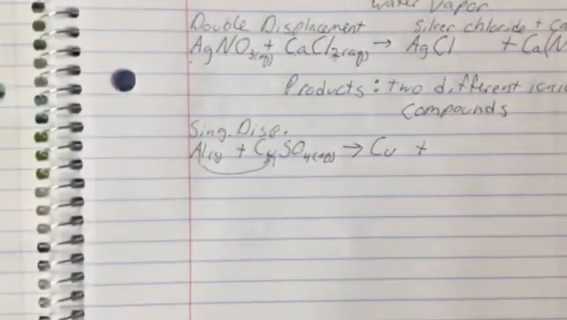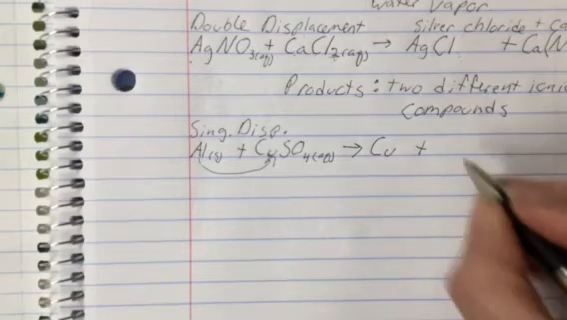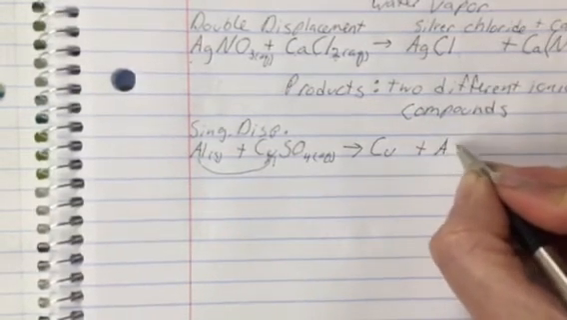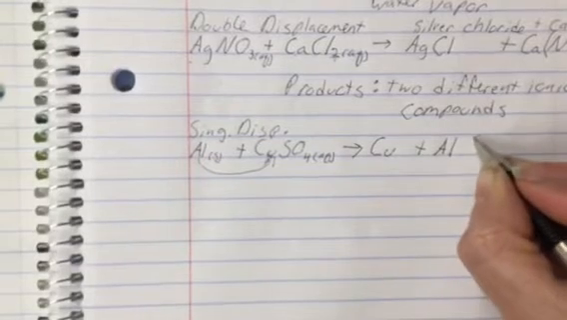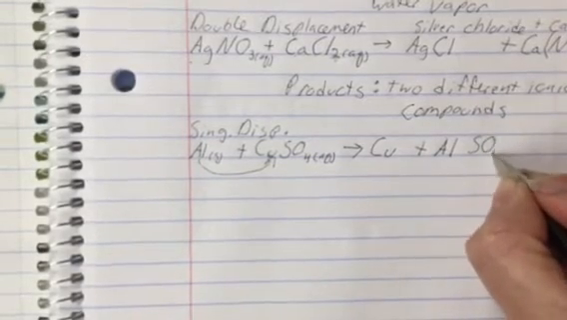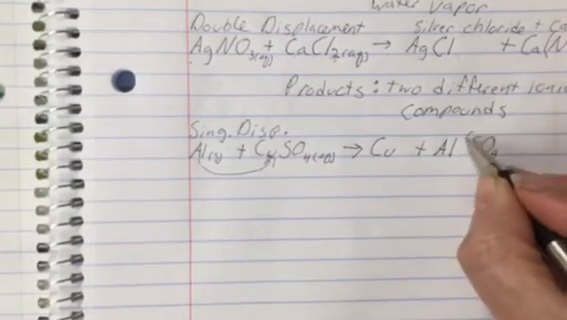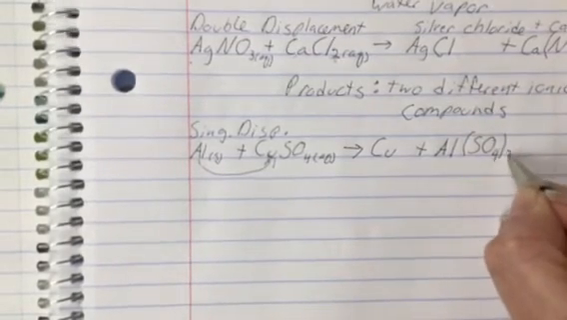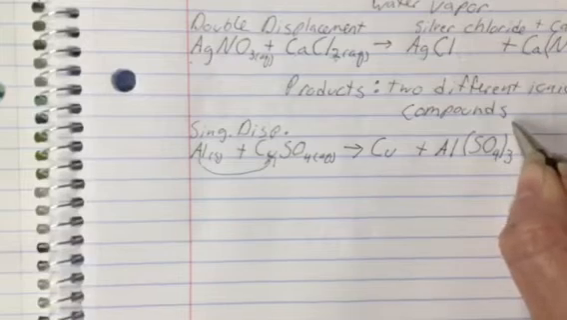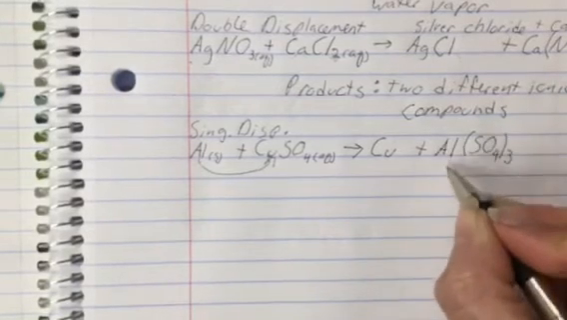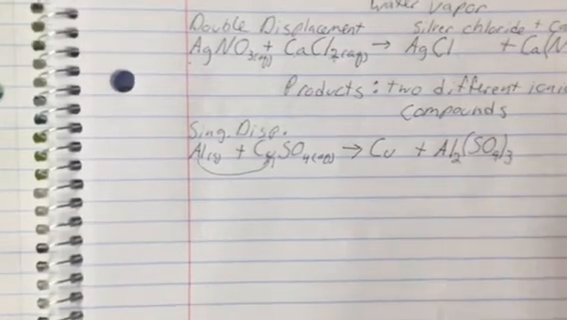But just like we've done before, we have to pay attention. So if I have aluminum sulfate, remember, aluminum had a 3 plus charge, so I'm going to need to bring that down to the sulfate. And my sulfate had a 2 minus, so I'm going to bring that down here to my aluminum.